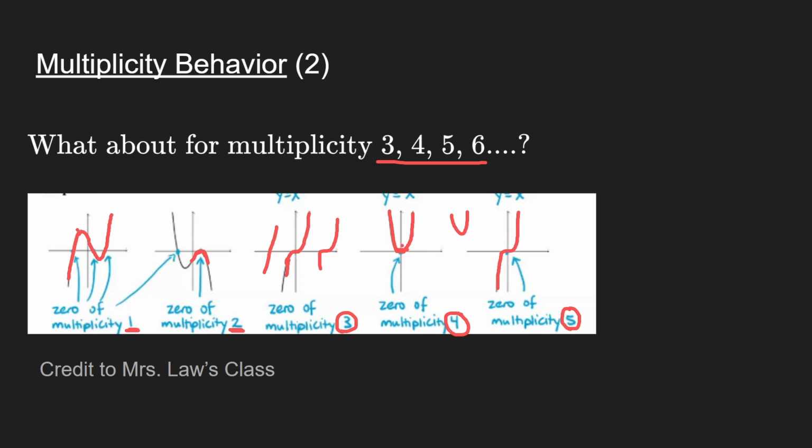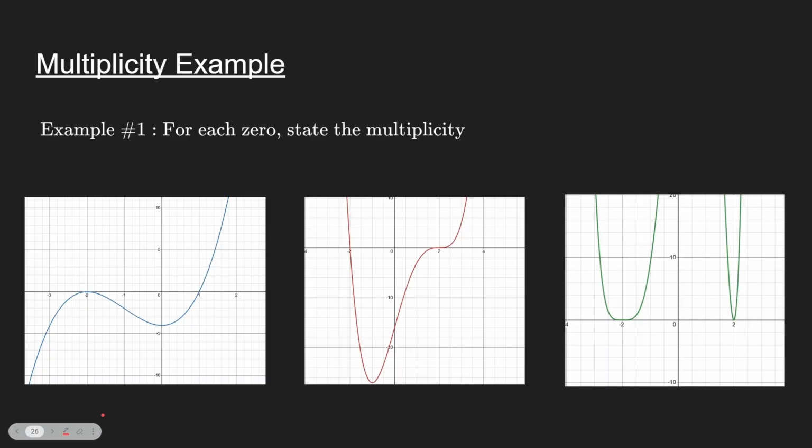And same thing for even numbers. In that case, they'll bounce back. So let's move on. So let's do some examples. For each 0, state the multiplicity.